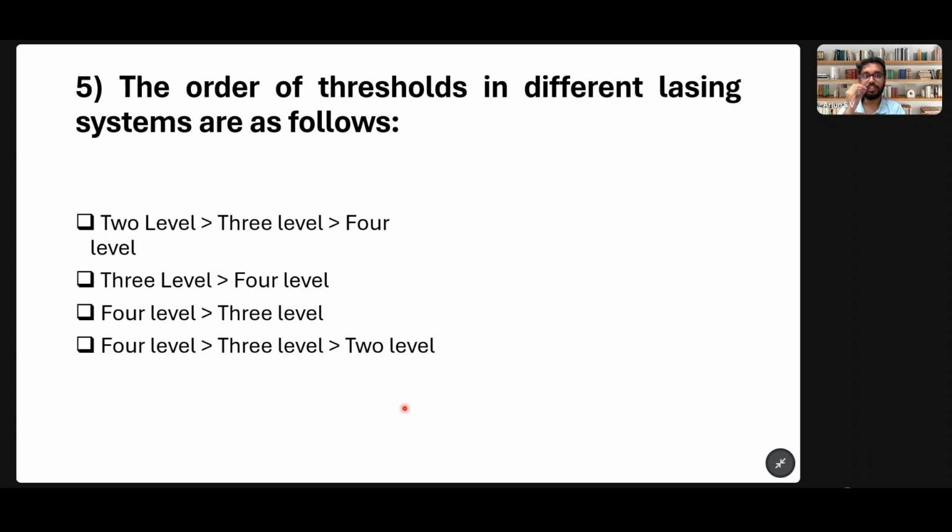This is a continuation of the second question, or the third question, I think. The order of thresholds in different lasing systems are as follows. So a two level laser doesn't have any threshold per se. Only 3 level and 4 level systems have a laser threshold. Out of that, the 3 level laser has a higher threshold than the 4 level laser. That's why it's not preferable compared to a 4 level laser. So the correct answer here is 3 level greater than 4 level. Option B.